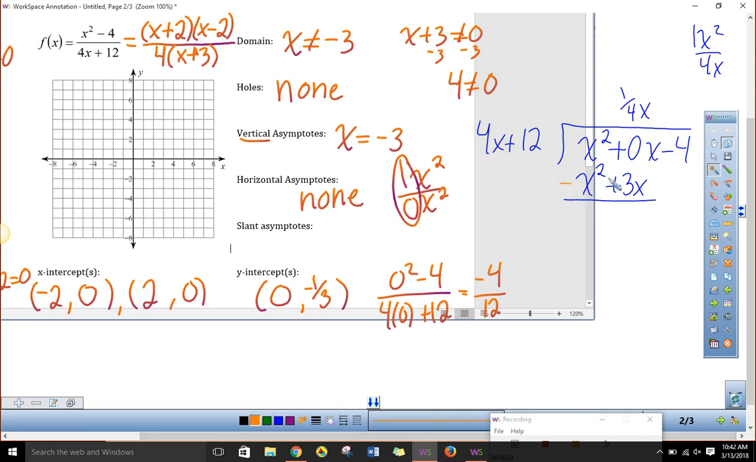Subtraction. Make sure you got those. You can always use another color if you need to. What do I get? Negative 3x. And then we bring down that minus 4, even though it's not really going to matter because we don't care about the remainder. Okay? And then we start over, right? We're doing division. I'm dividing negative 3x by that 4x. And what does that leave you with? Negative 3/4. And that right there, my loves, is the equation of a line.